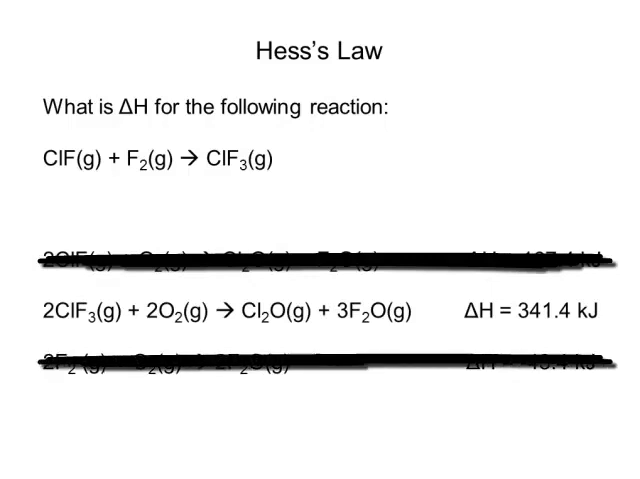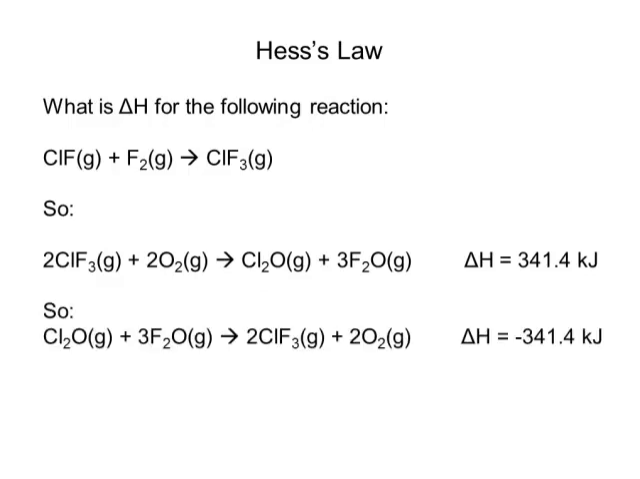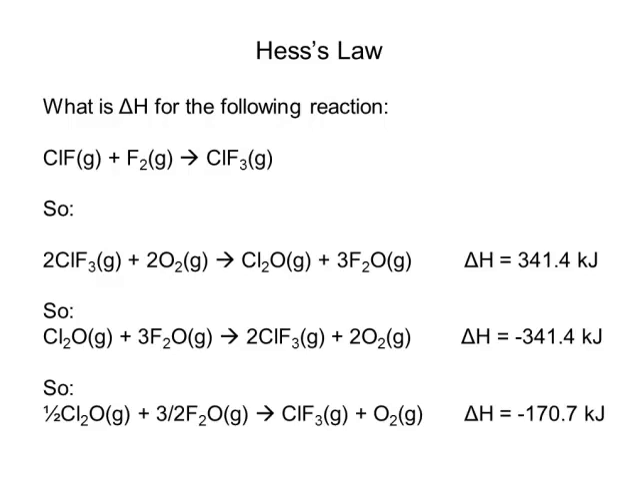And lastly, I need my ClF3 gas. I need that in my product side. Well, where's the ClF3 gas at? It's in the second reaction there. It's in the reactant side in this equation, so I need to flip it first, and remember I changed the sign of the delta H. Now I've got two ClF3s. I only want one, so then I also need to divide everything in half.